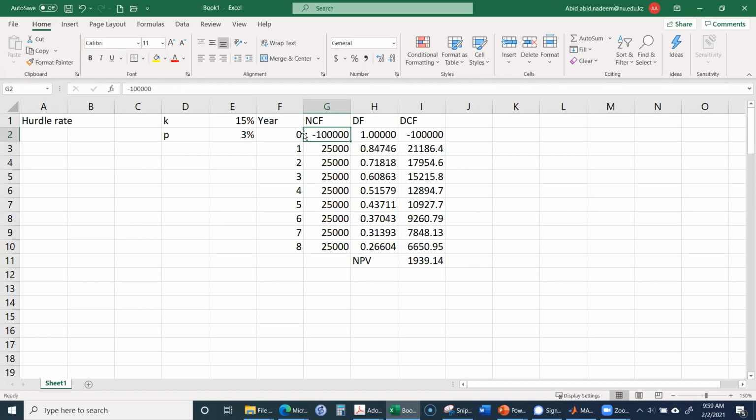But by investing the amount into this project, you are taking the risk that you are foregoing some of the opportunity. So from the concept of opportunity cost, from the concept of the cost of capital, we need to consider some sort of interest rate that we call the hurdle rate. Okay, so this is the 15%.